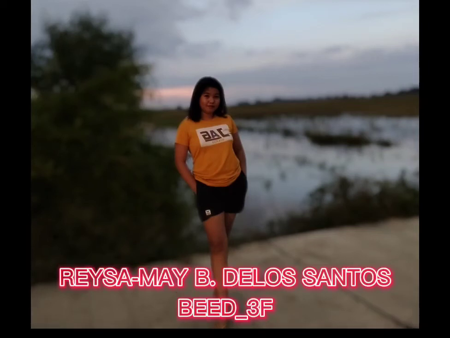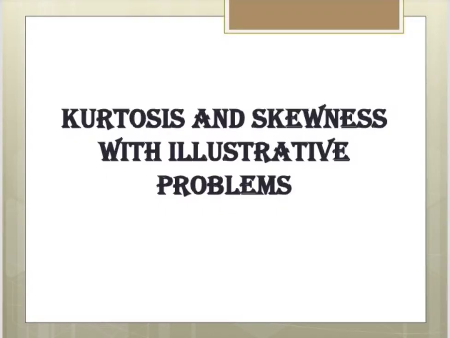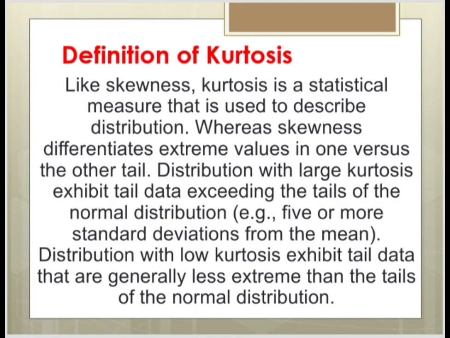I am Reyes de los Santos, and our topic for today is all about kurtosis and skewness with illustrative problems. The definition of kurtosis is like skewness. Kurtosis is a statistical measure that is used to describe distribution, whereas skewness differentiates extreme values in one versus the other tail.